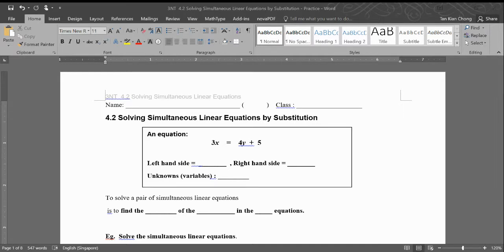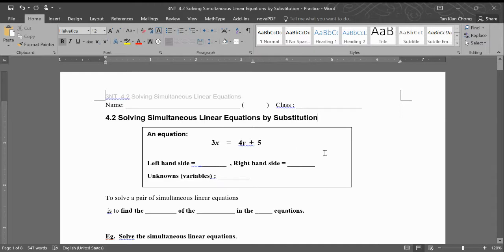For the lesson, solving simultaneous linear equation by substitution method. By substitution method. Now I will explain to the class next time why I chose to go through substitution method first.